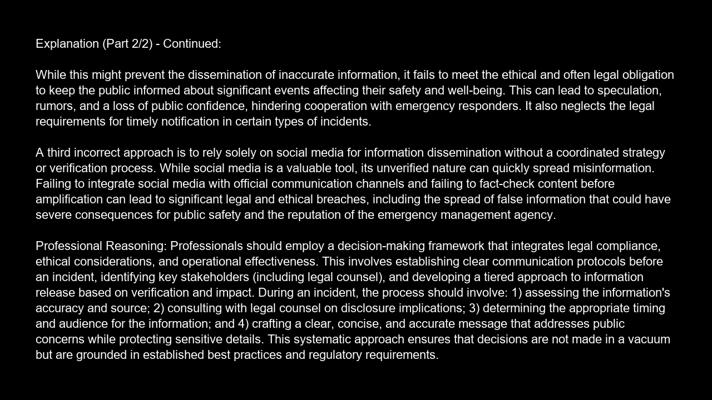During an incident, the process should involve: 1. Assessing the information's accuracy and source. 2. Consulting with legal counsel on disclosure implications. 3. Determining the appropriate timing and audience for the information. And 4. Crafting a clear, concise, and accurate message that addresses public concerns while protecting sensitive details. This systematic approach ensures that decisions are not made in a vacuum, but are grounded in established best practices and regulatory requirements.